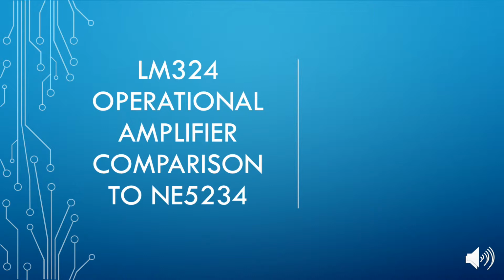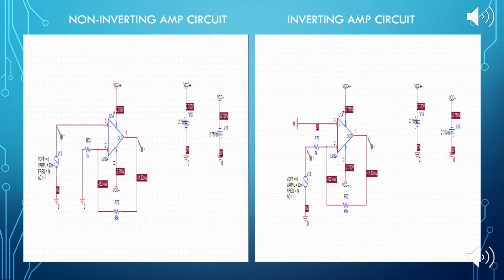After building my circuit for the simulation for the NE5234, I did a comparison to the LM324 operational amplifier, which I will discuss in the next couple of slides. So again, for the LM324 op amp, I did non-inverting and inverting amp circuits, and I simulated them to get similar results to the NE5234 simulation that I conducted prior, and these are the schematics for that circuit.